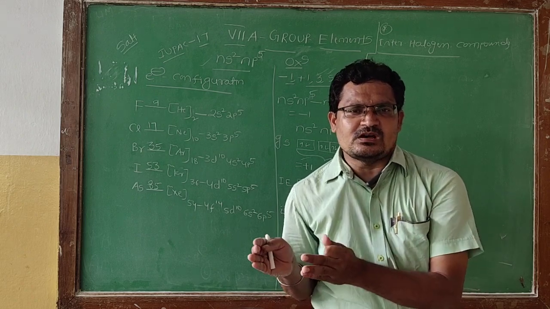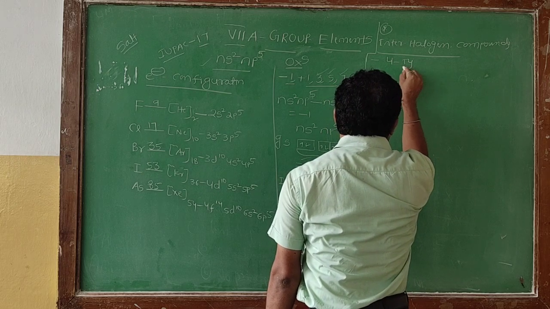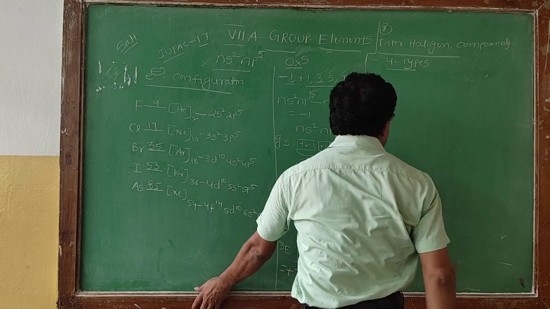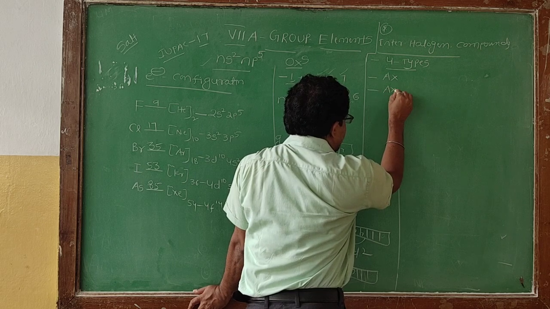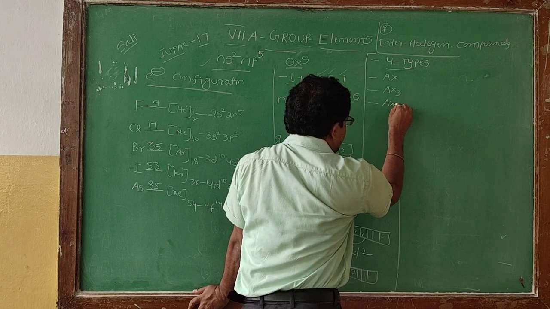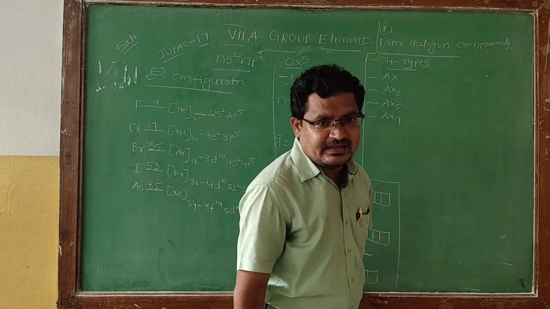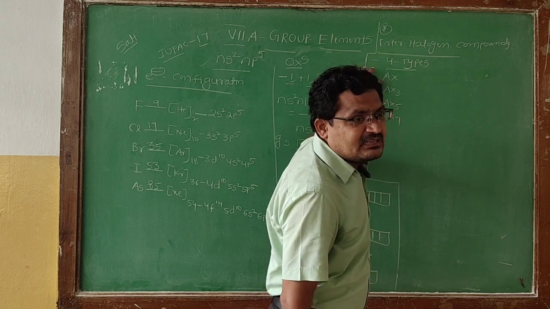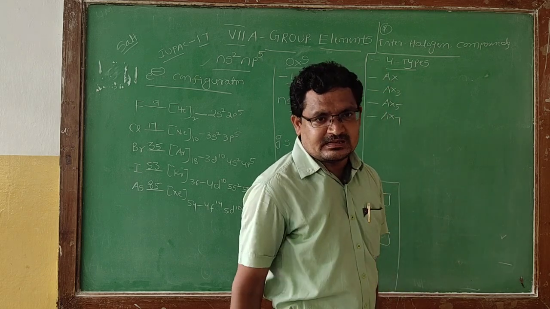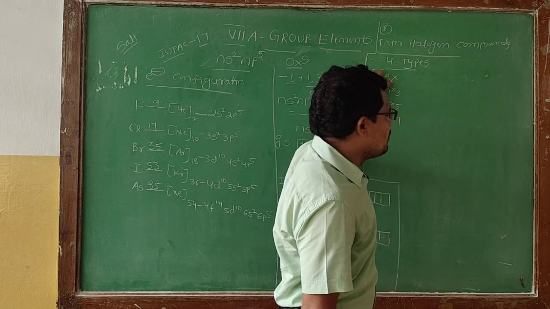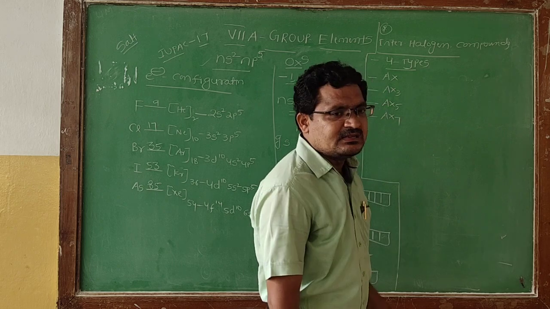These interhalogen compounds are of four types: AX, AX3, AX5, AX7. Here, A is the central atom and X is the halogen atom with an unpaired electron. Hence in AX there is only one unpaired electron, in AX3 three unpaired, in AX5 five unpaired, and in AX7 seven unpaired.